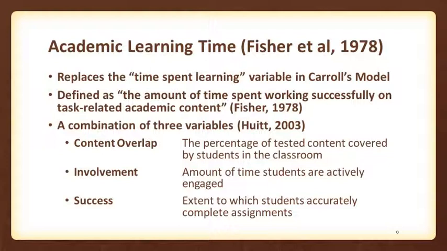In 2003, Hewitt broke this down a little bit more. He talked about 3 variables that are involved. The first is content overlap, or the percentage of tested content that's covered by students in the classroom. Involvement, the amount of time that students are actively engaged. And success, the extent to which students accurately complete assignments.